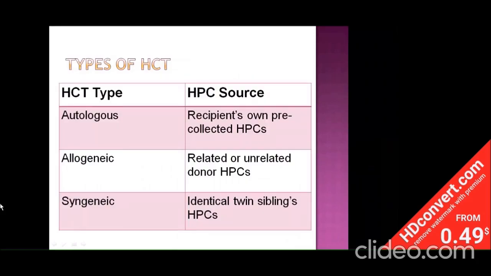Types of HCT: there are 3 types, autologous, allogeneic, and syngeneic. What happens in autologous? In autologous, the donor is the same person. The bone marrow is first rescued, the patient receives the chemotherapy, and then again receives the same bone marrow. In allogeneic, the donor is a different person, who may be related or unrelated. And in syngeneic, the transplant is done between identical twins.